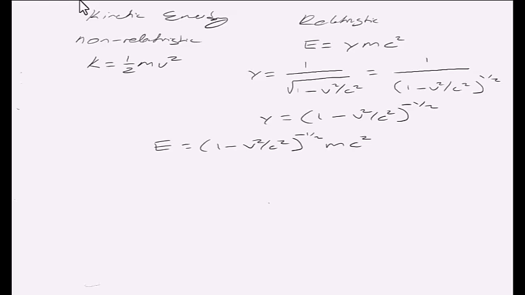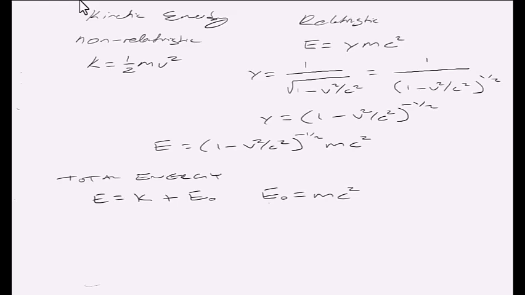Now, the total energy of a particle is given by actually two terms. So total energy E is the sum of the kinetic energy plus another term which we will call the rest mass, or the rest energy, where E0 is equal to mc squared.